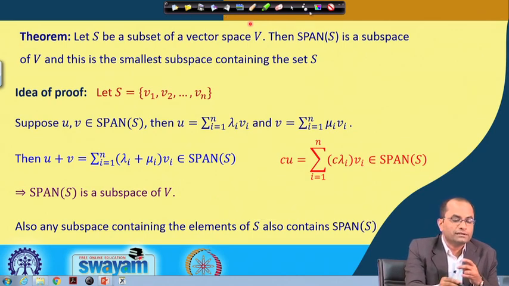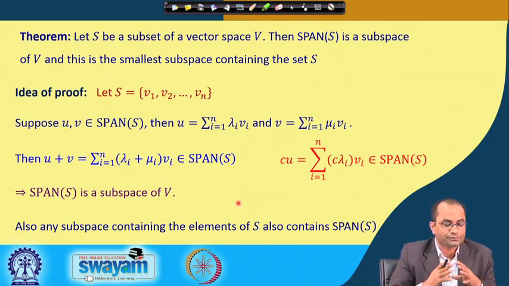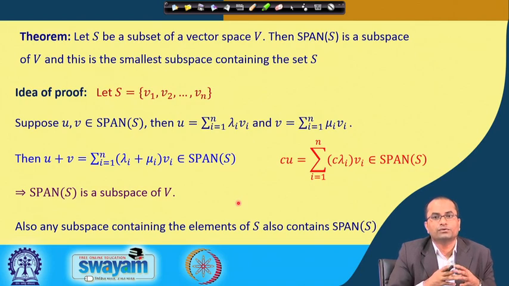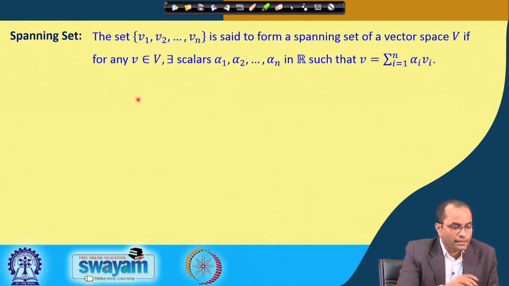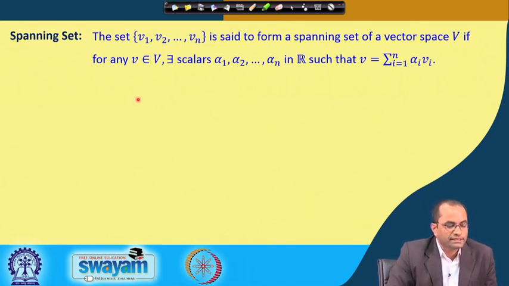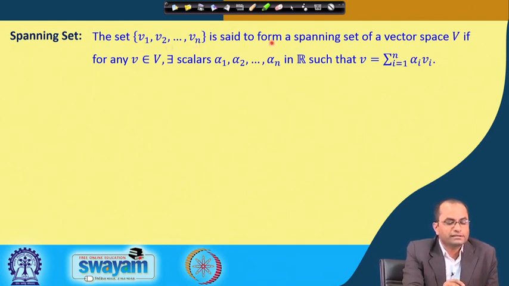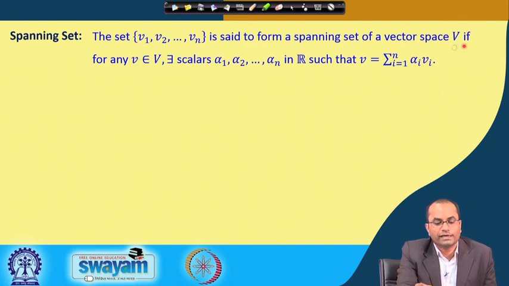So, what we have learned here is that if you take any vectors from a vector space and form the span of these vectors, that will form a vector subspace of that vector space V. And there is another notion, this is called a spanning set. So, what is a spanning set? The set V1, V2, V3, Vn is said to form a spanning set of vector space V.